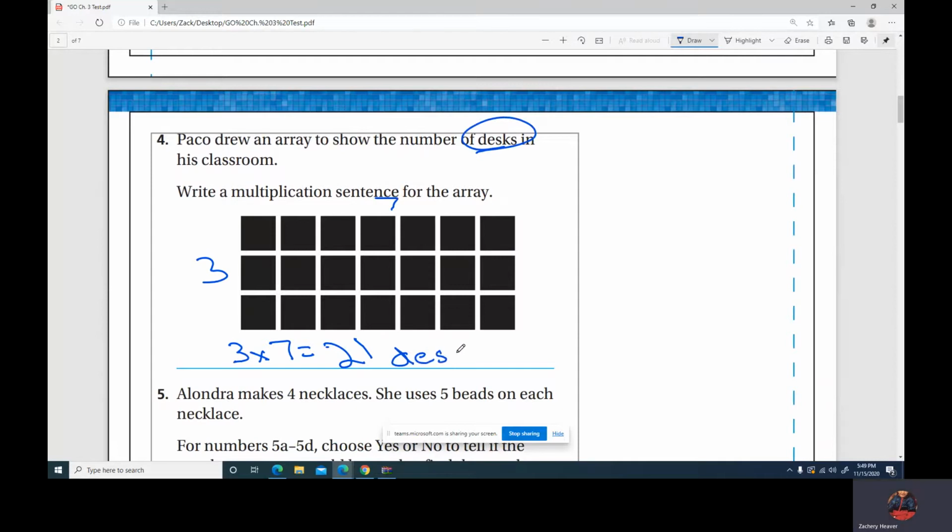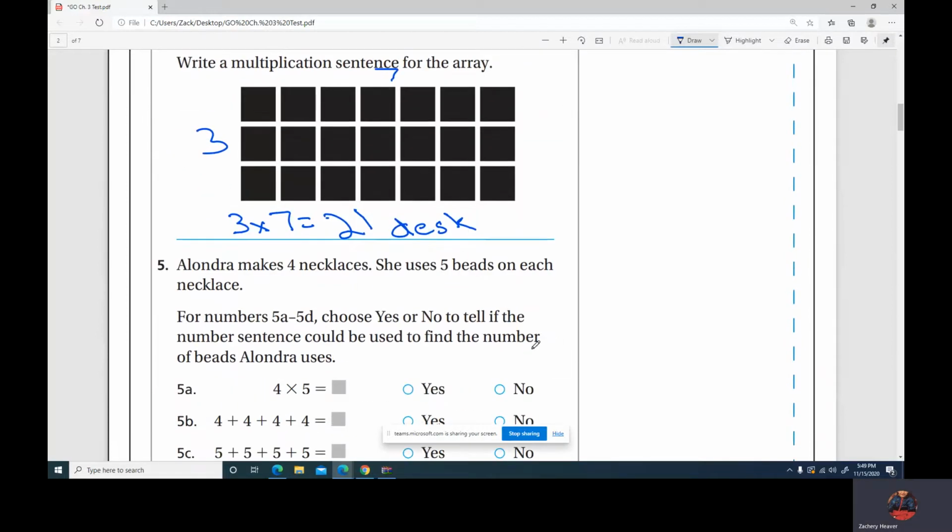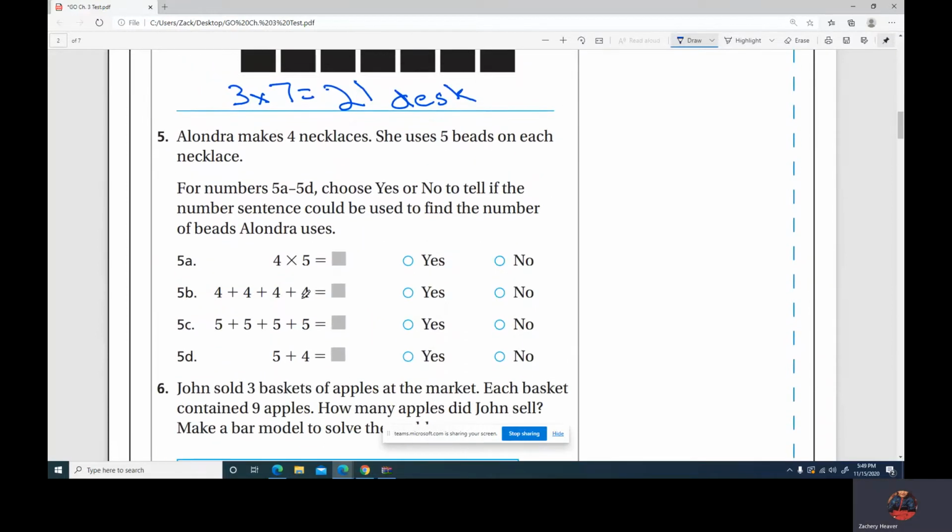My handwriting is going to be a little bit sloppier because the tablet I'm using at home to write this on is a little bit quicker than the one I use at school. So if it's a little bit sloppy, guys, just bear with me.